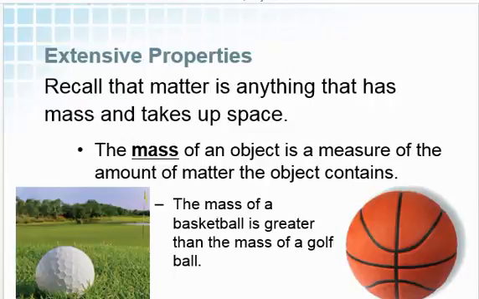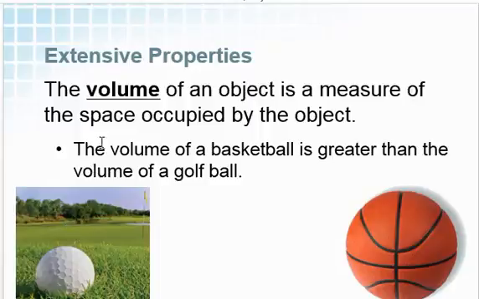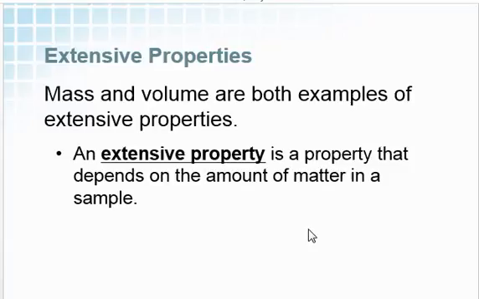Remember that matter is anything that has mass and takes up space. The mass of an object is a measure of the amount of matter that object contains. The mass of this basketball is greater than the mass of the golf ball. The volume of an object is a measure of the space occupied by the object. The volume of the basketball is greater than the volume of the golf ball.